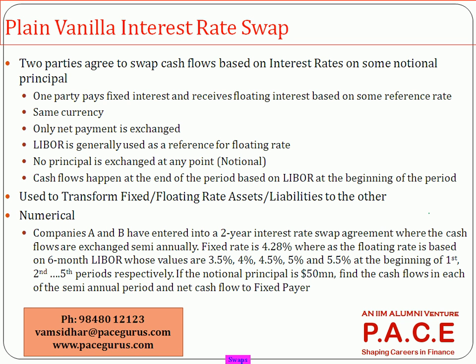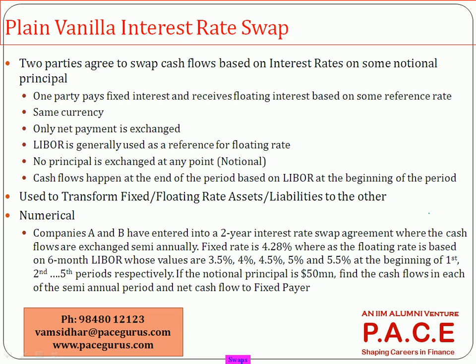So one party may give in one form, take in some other form. So probably the most common form of swaps is your interest rate swap, where one party is paying a fixed rate on some amount, and the other party is paying a floating rate on the same amount.